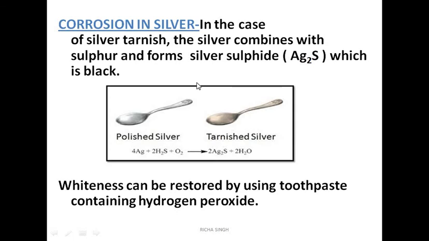Let's study corrosion in silver. In case of silver, it is tarnish. Tarnish is the word we use for corrosion in silver. As we were using rusting for iron, tarnish is used for silver. Here what happens? The silver gets combined with hydrogen sulfide, that is H2S, which is present in the atmosphere, and it converts silver into silver sulfide, which is black in color. But the whiteness of silver can be restored by using a toothpaste which contains hydrogen peroxide, because that hydrogen peroxide will convert silver sulfide to silver sulfate, that is again of white color.